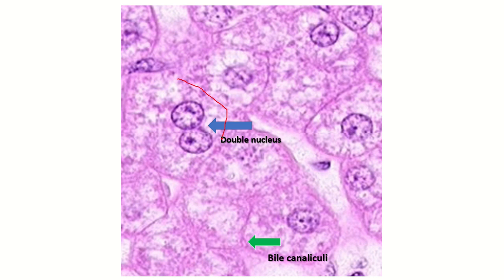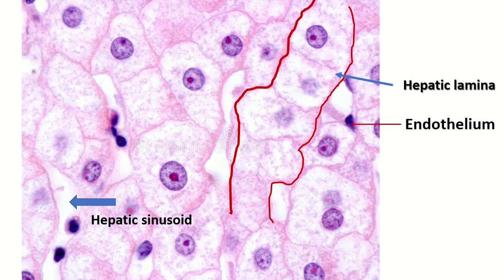This is a single hepatocyte containing two nuclei, a prominent nucleolus, heterochromatin, euchromatin, and glycogen stores. This is the bile canaliculus. This is a sinusoid, a simple squamous epithelium. This is a hepatocyte, and another hepatocyte.